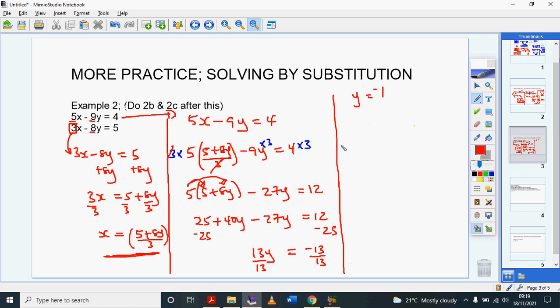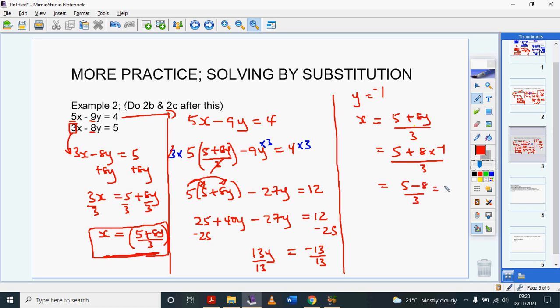Now since y is negative 1, I'm going to put it back in this initial expression to find x. So it says x is equal to 5 plus 8y divided by 3. So I'll put in my y value: 5 plus 8 times negative 1, divided by 3. This is 5 minus 8 divided by 3. 5 minus 8 is the same as negative 3, I think. Yeah, 5 minus 8 is negative 3, divided by 3. So x is also negative 1. So my solution is negative 1, negative 1.